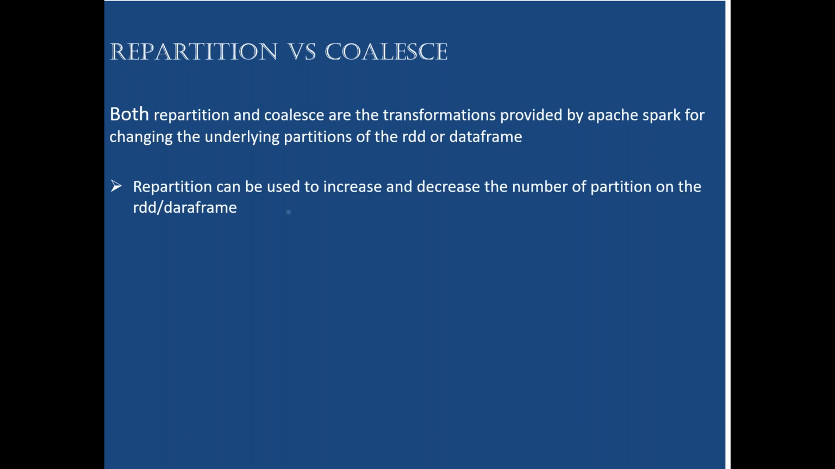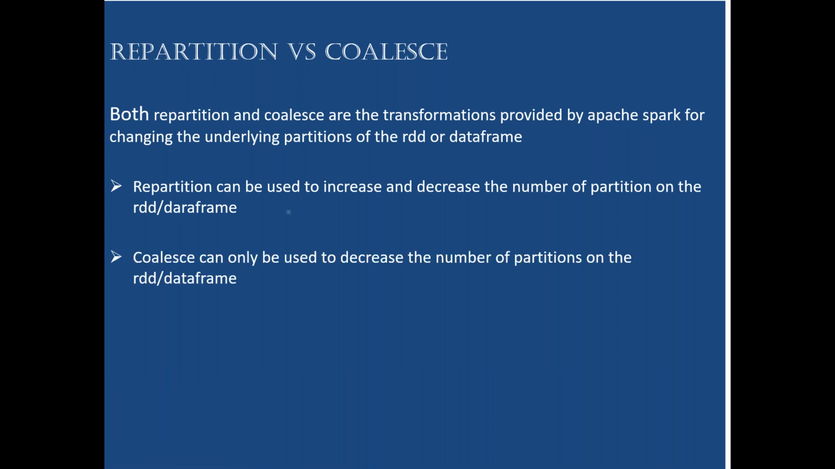Repartition can be used to increase or decrease the number of partitions on the RDD and data frame, whereas Coalesce can only be used to decrease the number of partitions on the RDD or data frame. Everybody understood? Repartition can be used for increasing or decreasing, meaning let's say I have 100 records. By default it creates 4 partitions.